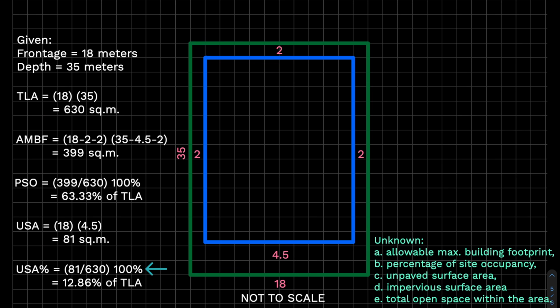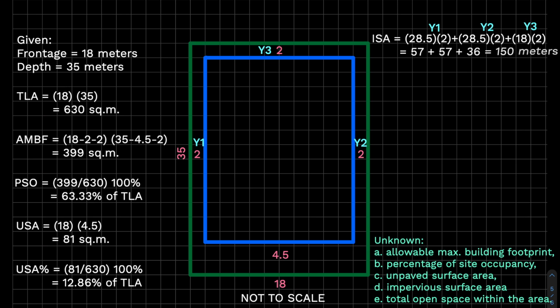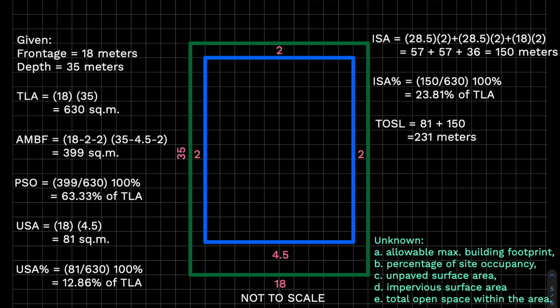The impervious surface area for R1 oftentimes refers to the side yards and rear yard. By adding their values, we got a total of 150 meters. Multiply the value by 100% to express the answer in percent. Now I think you know how to compute the total open space within a lot. Add the front, sides, and rear yards, and you'll get 231 meters.